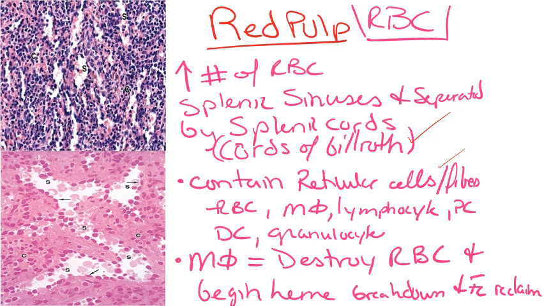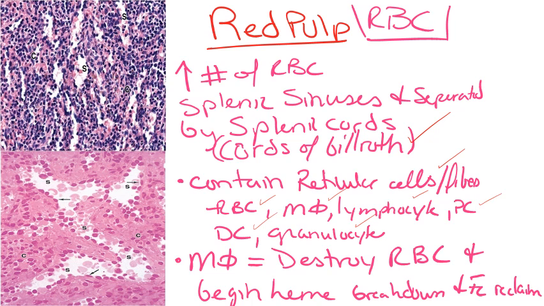Remember, we saw this same concept being applied in lymph nodes, but instead of red blood cells as they're flowing through, we were talking about lymph as it flows through the lymph nodes. So remember, the reticular cells and fibers create a meshwork that possesses red blood cells, macrophages, lymphocytes, plasma cells, dendritic cells, and granulocytes. So granulocytes, just to name a few, eosinophils and basophils.